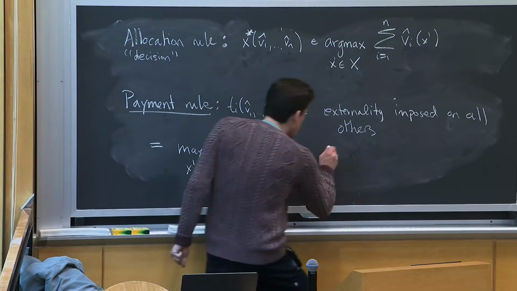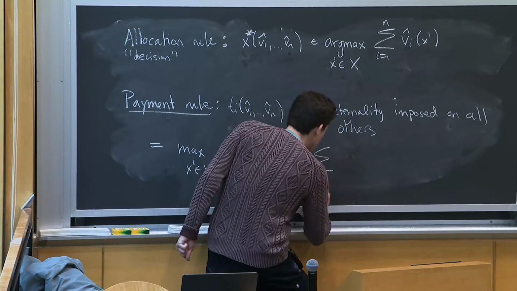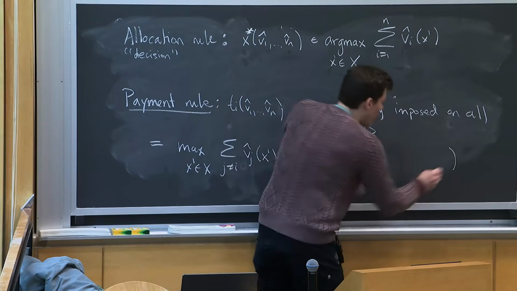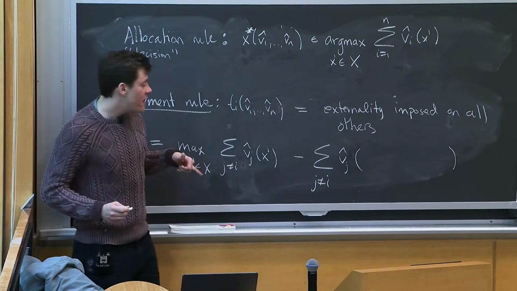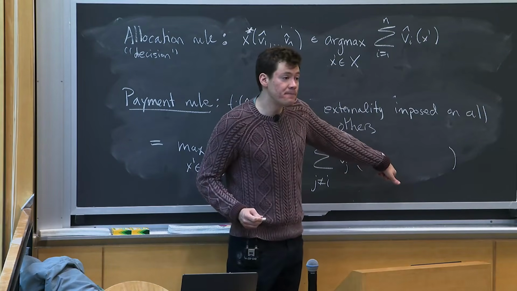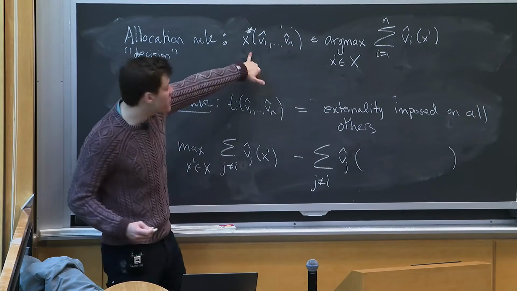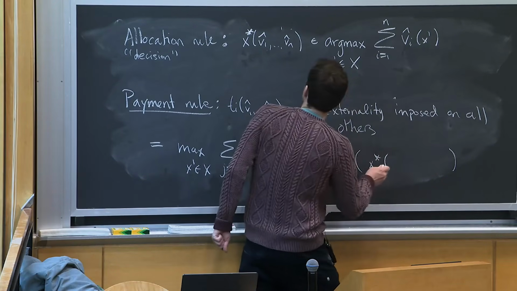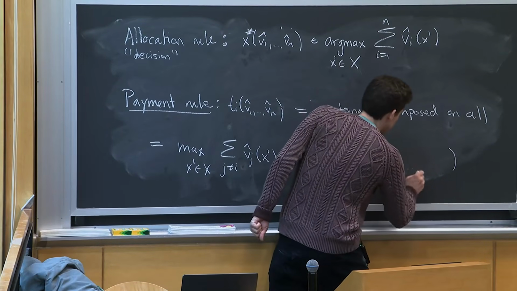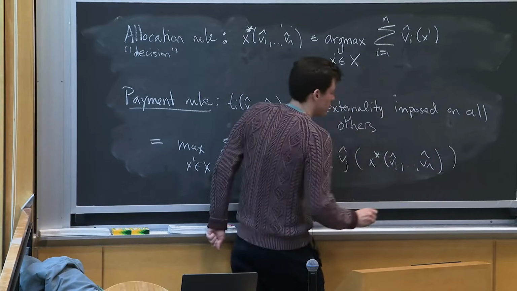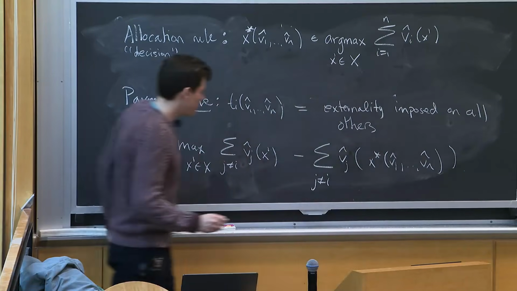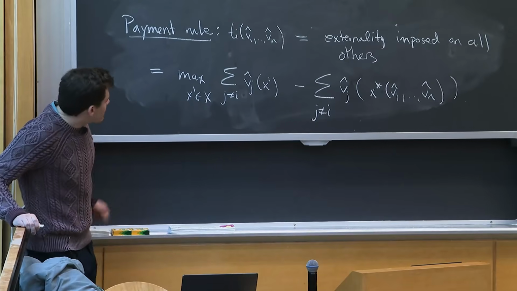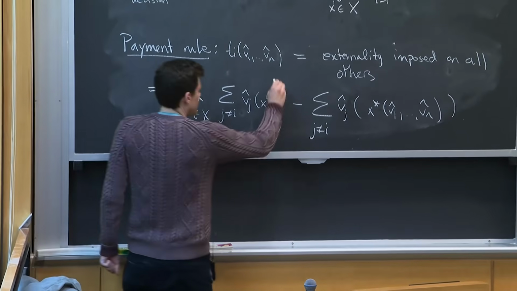How well do they actually do? Well, it's the sum over j not equal to i of vj hat. But now what I want to plug in here is the decision that's actually chosen. And the decision that's actually chosen is this one up here. And this is the formula. It's a little abstract. Put this in parentheses.